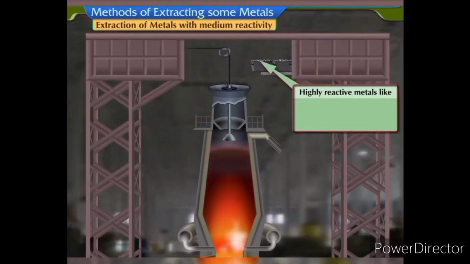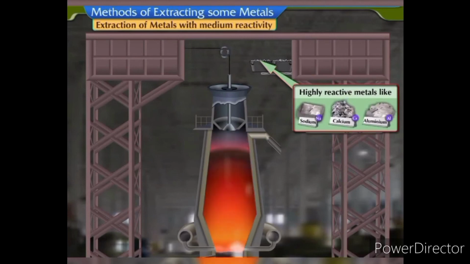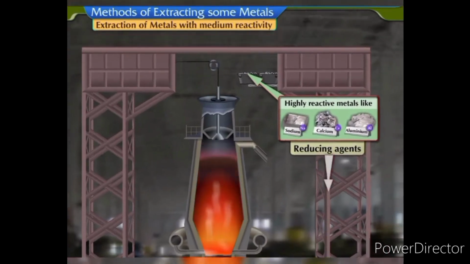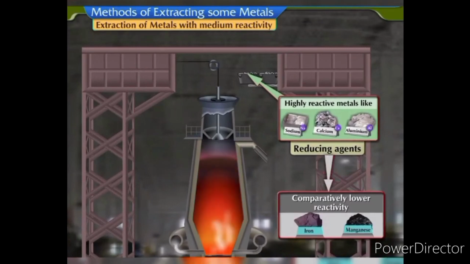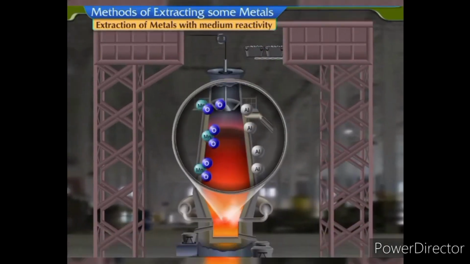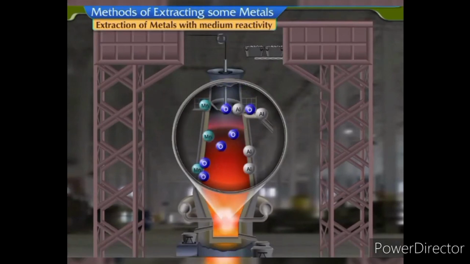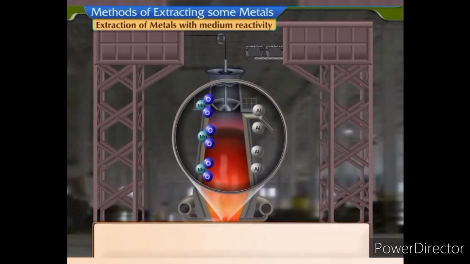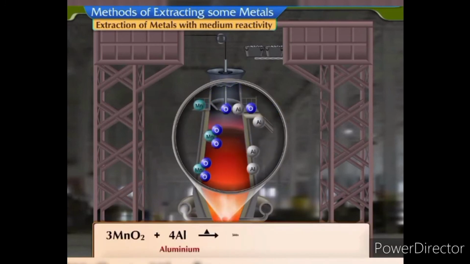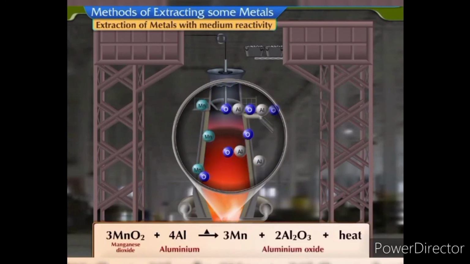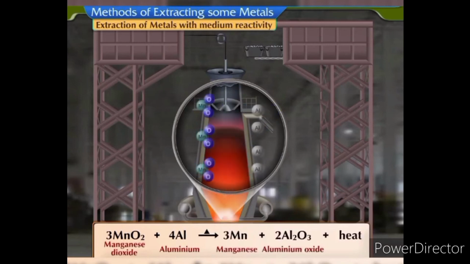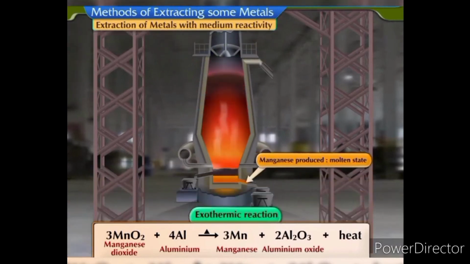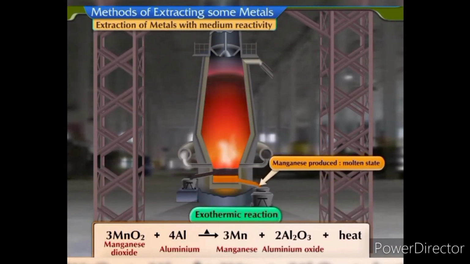Besides carbon, highly reactive metals like sodium, calcium and aluminium are used as reducing agents to extract metals of comparatively lower reactivity. For example, manganese metal is obtained from its oxide by using aluminium powder as a reducing agent. In this reaction, aluminium is oxidized to aluminium oxide and manganese dioxide is reduced to manganese. It is an exothermic reaction and the metal manganese produced is in the molten state.